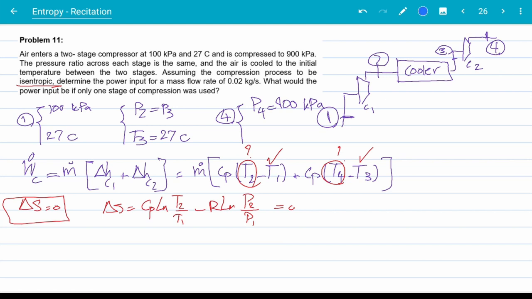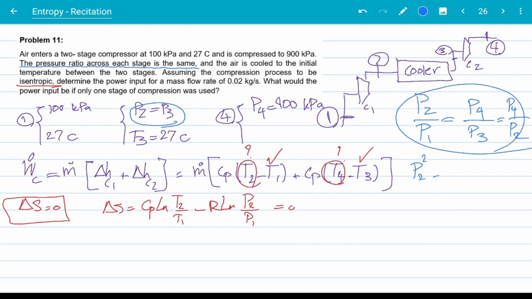The problem says that the pressure ratio across each stage is the same. So P2 over P1 is equal to P4 over P3. However, P2 is equal to P3, so this is P4 over P2. I can use this equation: P2 squared is P1 times P4. P2 is the square root of P1, which is 100 kilopascals, times P4, which is 900 kilopascals. So P2 is 300 kilopascals. So I found P2 using that piece of information.